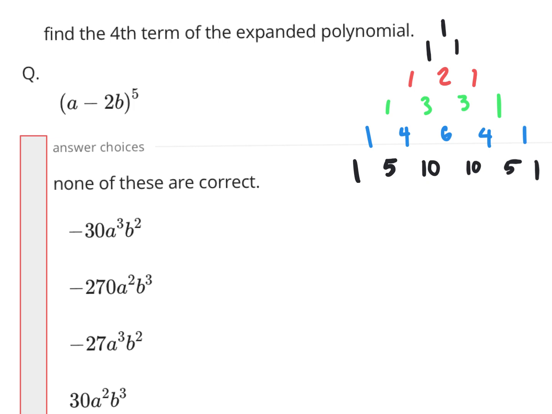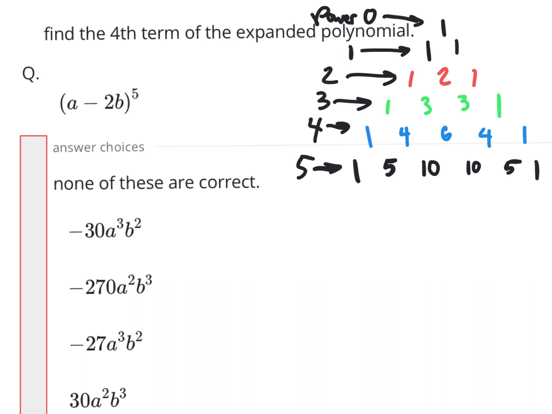And of course, this is the 0 power. The power of 0, anything to the power of 0 is 1. The power of 1 is that. The power of 2 is that. Power of 3 is that. 4, and we are at the power of 5, and that's what they're asking for, the 5th power of this binomial, expanded to the 5th power, that is.